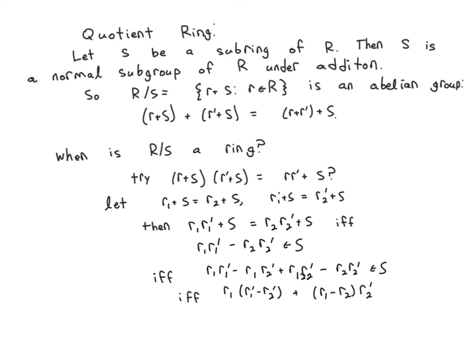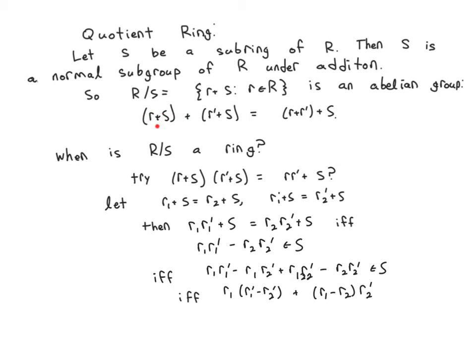Well, let S be a subring of R. Then since R is an abelian group with respect to addition, it follows that S is a normal subgroup with respect to addition. Why? Because every subgroup of an abelian group is normal. In particular, the set of cosets, R mod S, is an abelian group. With this is the addition operation. So note here the group operation is addition, so we write the cosets additively like this.